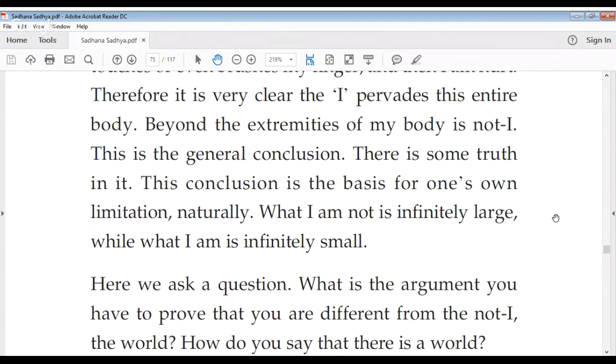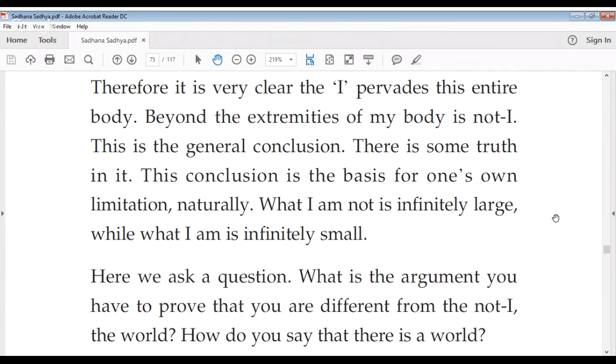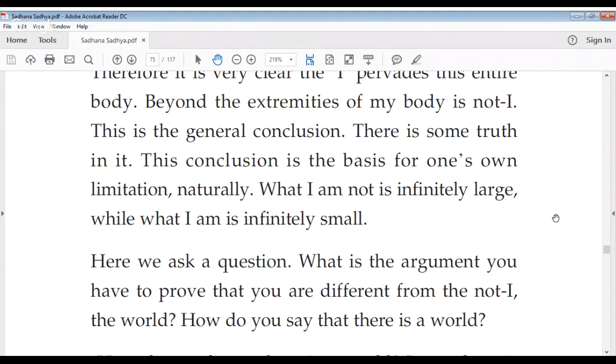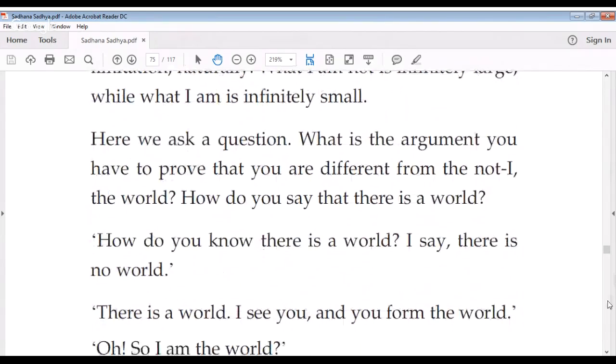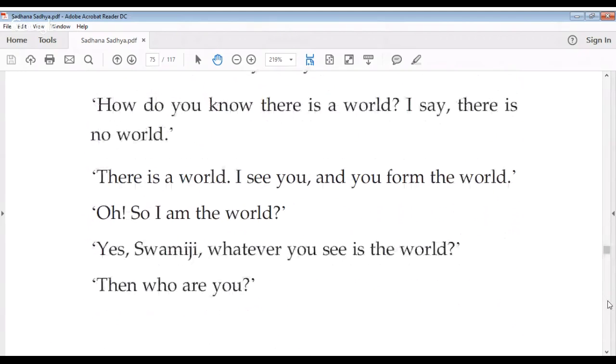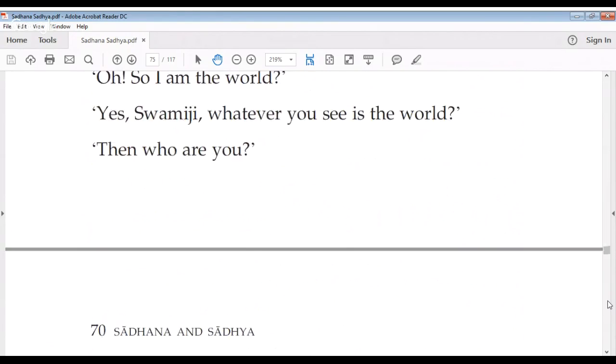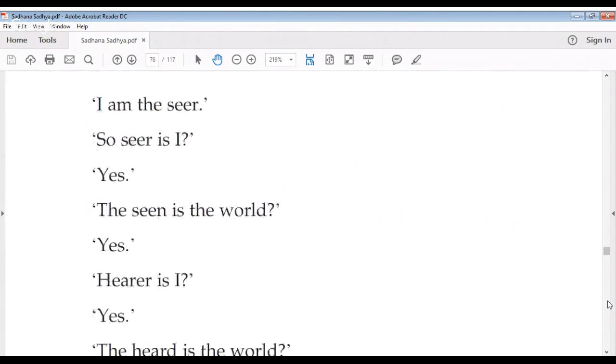Here we ask a question. What is the argument you have to prove that you are different from the not I, the world? How do you say that there is a world? How do you know there is a world? I say there is no world. There is a world. I see you and you form the world. Oh, so I am the world. Yes, Swamiji. Whatever you see is the world. Then who are you? I am the seer. So seer is I? Yes.